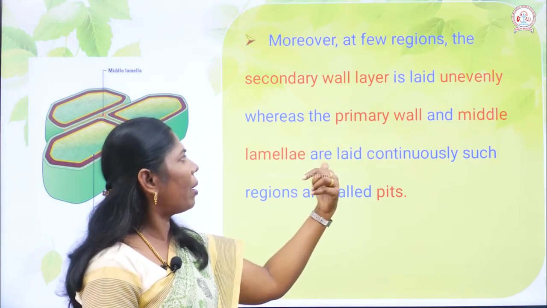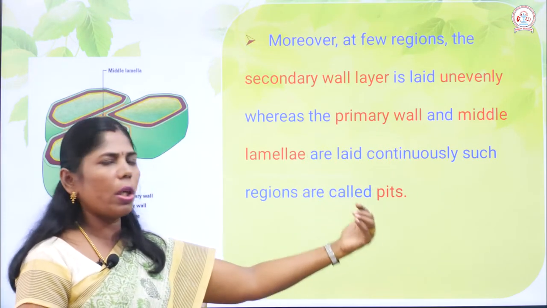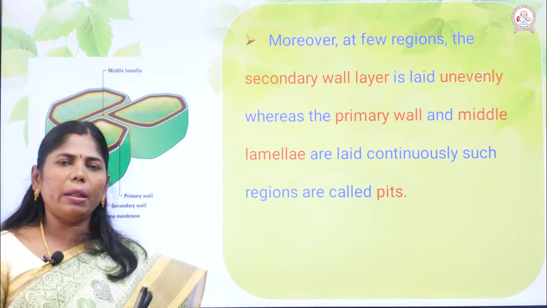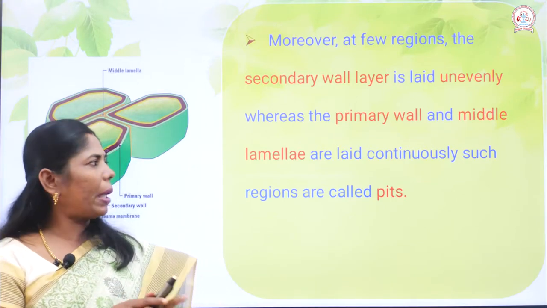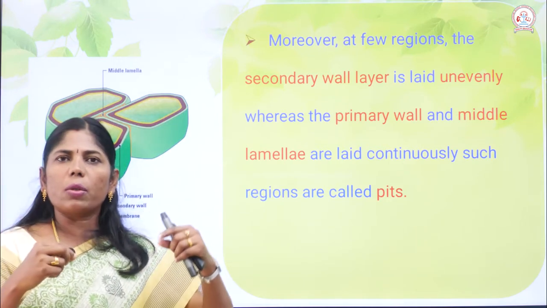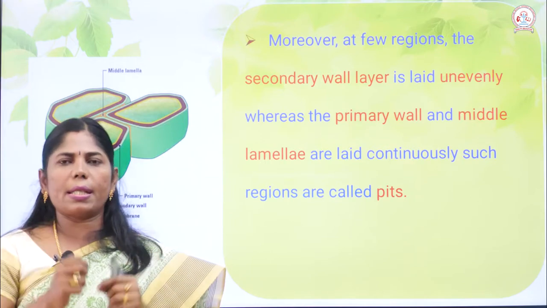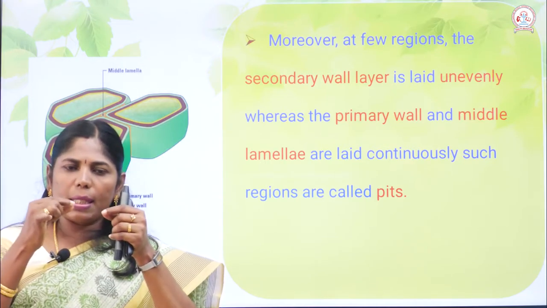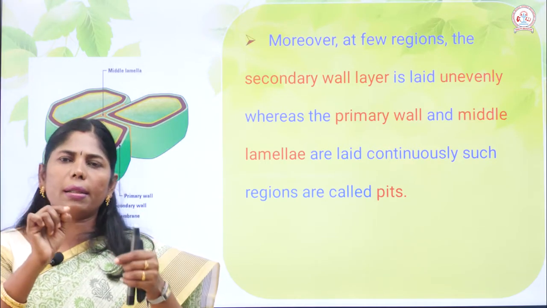and middle lamellae are laid continuously. Such regions are called pits. Okay, so what is even? The primary wall and middle lamellae, the thickness there will be even. In the secondary wall we can see uneven thickness. Where the thickness is the same, at that place the pits will be there.